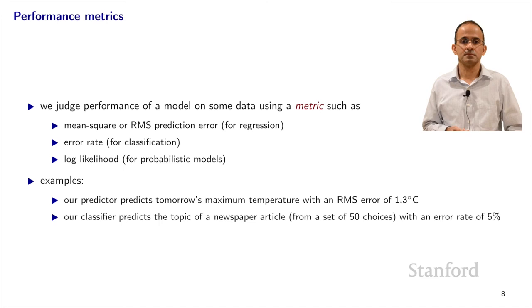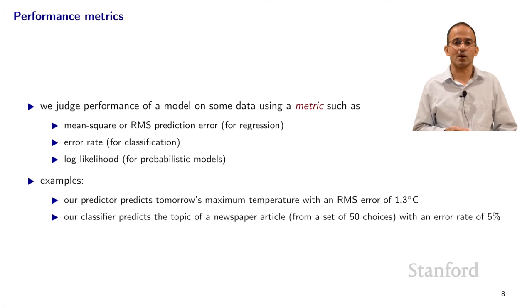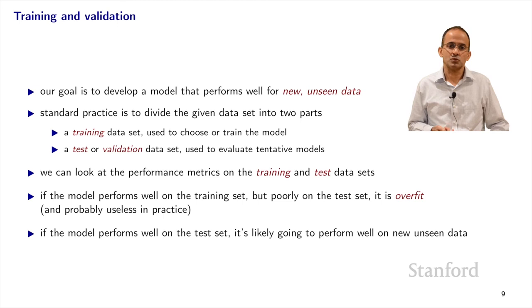You might have a classifier that predicts the topic of a newspaper article from a set of 50 choices with an error rate of 5%. So when we do machine learning, we're always doing machine learning from data. Usually we'd like as much data as possible.